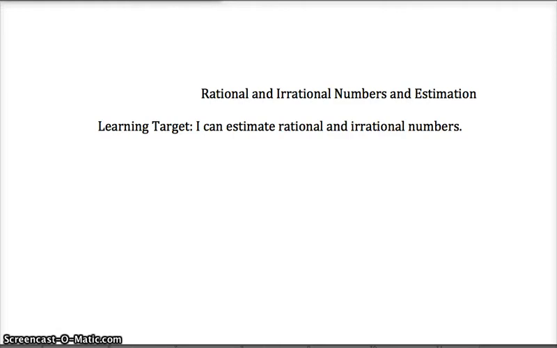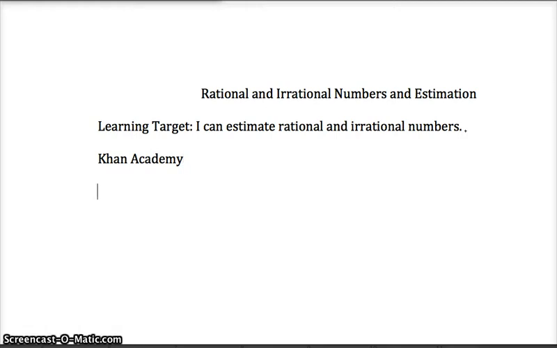Hello, students. So today we are talking about rational and irrational numbers and how to estimate them. Your learning target is I can estimate rational and irrational numbers. Please note that for this video you will need to watch two videos. You have this video from me, and then we have a Khan Academy video that you'll be watching after I review some of the information that we talked about in class last week.